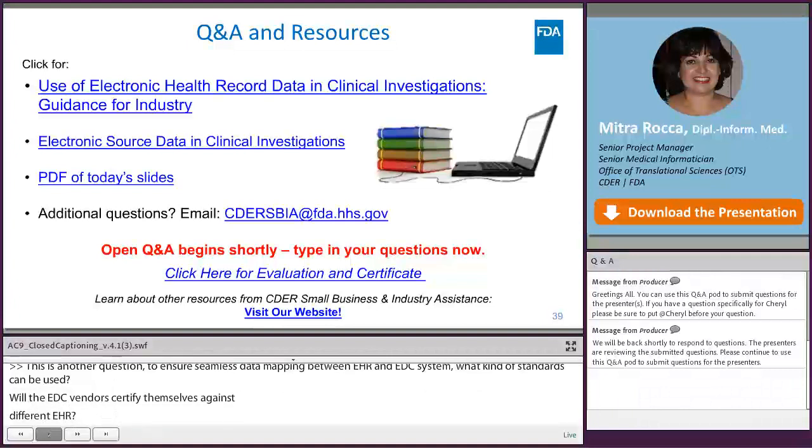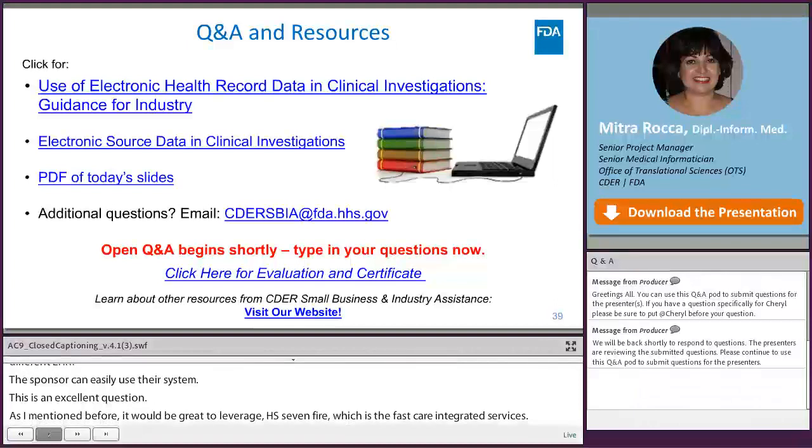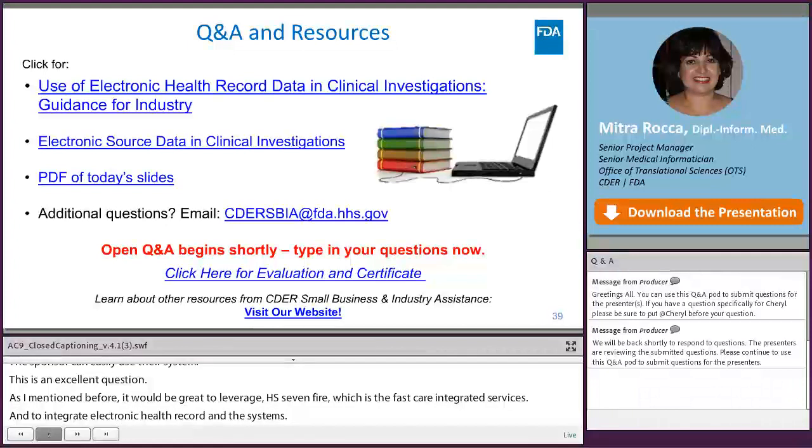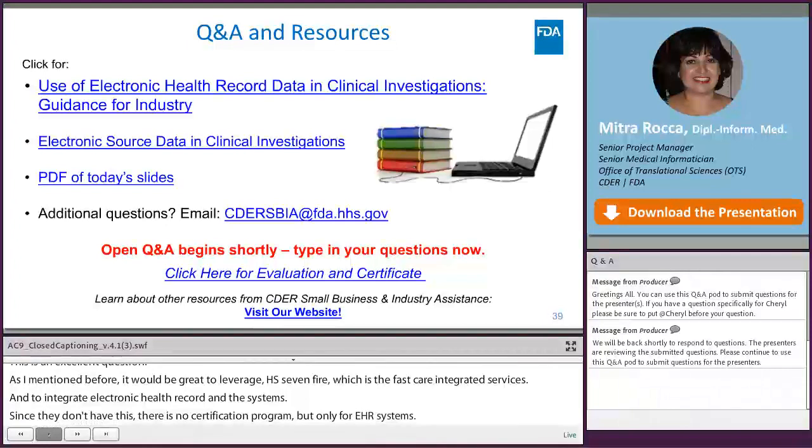So as I mentioned before, it would be great to leverage HL7 FHIR, which stands for Fast Healthcare Interoperability Resources, to integrate electronic health record and electronic data capture systems. Since there is no certification program for EDC vendors, but only for EHR systems, the EDC vendors could collaborate with multiple EHR vendors to enable this integration between their system and the EHR system.